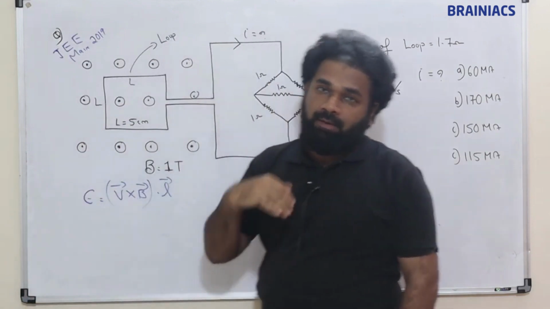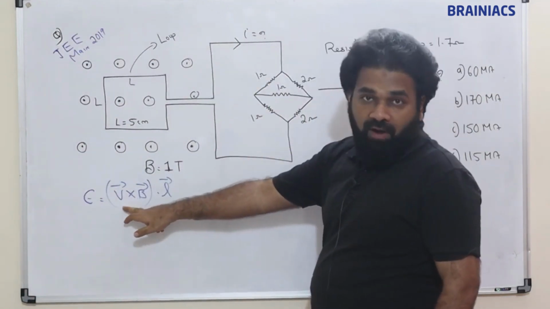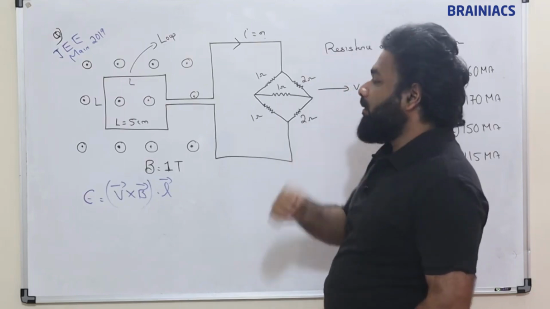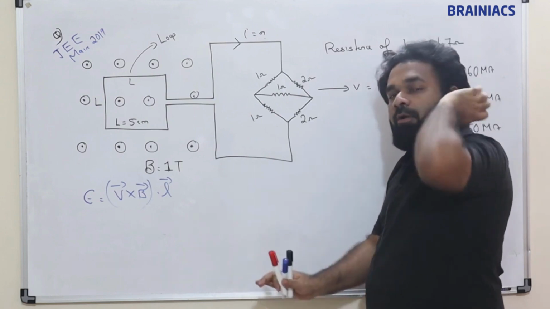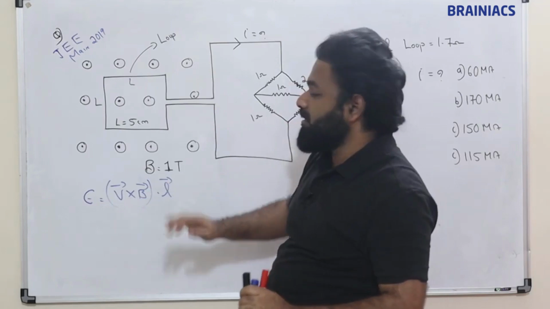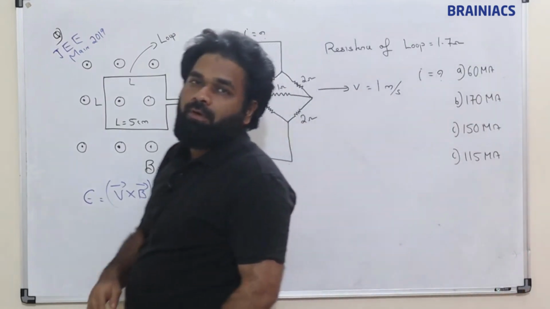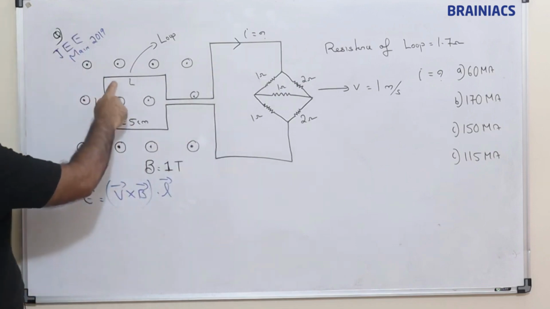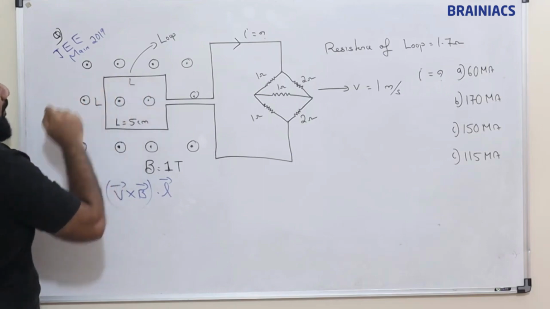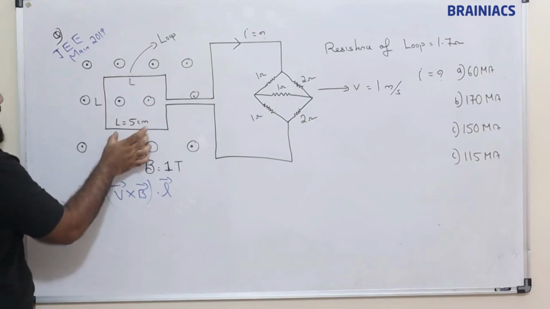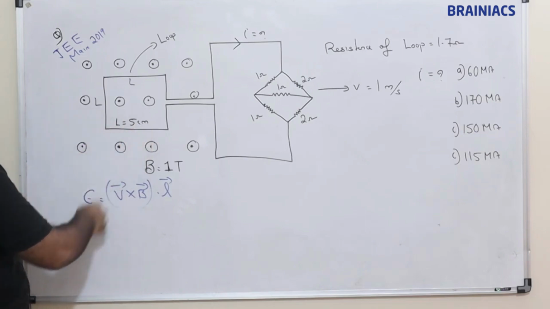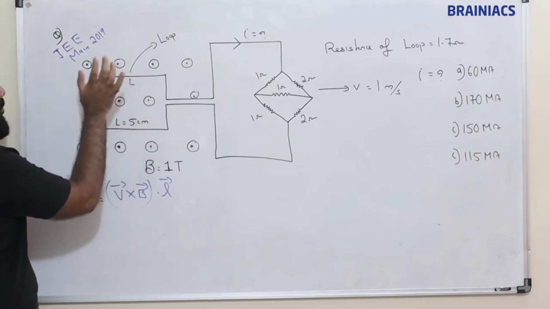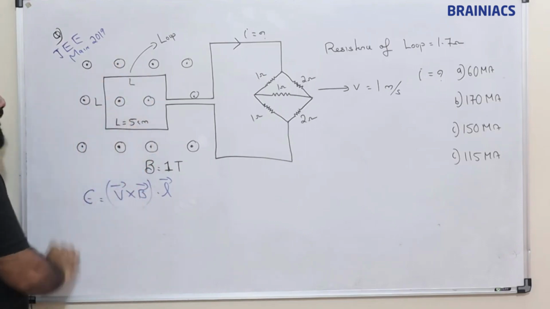Already we have studied in the previous sessions that if velocity and magnetic field are in the same direction, parallel or anti-parallel, no EMF will be induced. So for V cross B, V and B must be at 90 degree or some other angle, not 0 degree. That is one condition. Velocity is this, magnetic field is in this direction, so that is good. Now this L vector is parallel to the velocity vector.